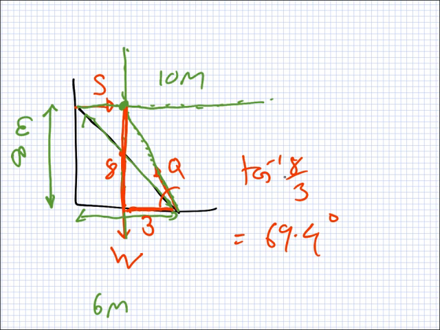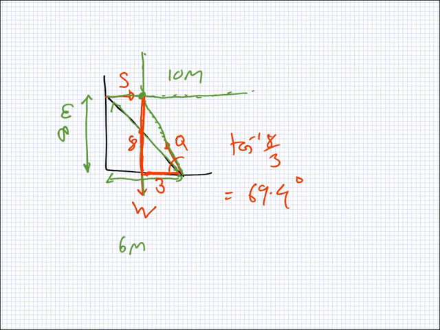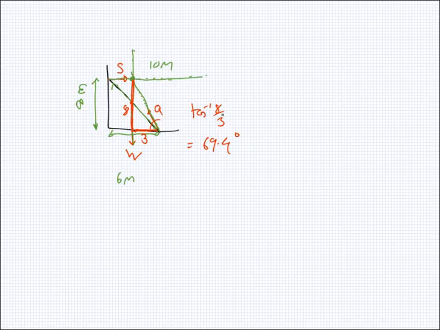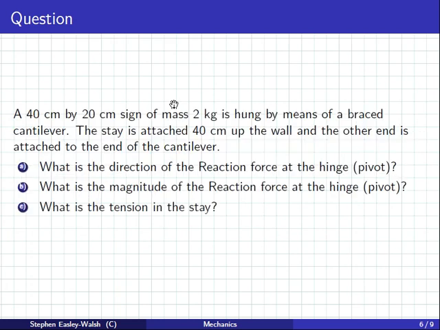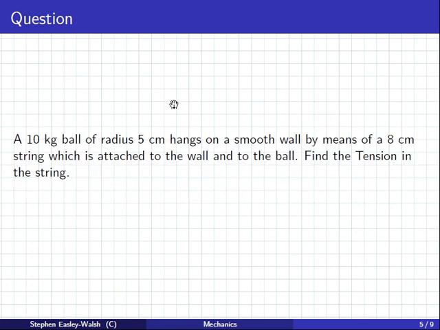So let's have a look at another example. If you want to sketch that as an example of Lami, we'll have another one. I'll draw one beside it. I think I'll do 2 more examples maybe. I like this one with the 10 kilogram, radius 5, and the string is 8.